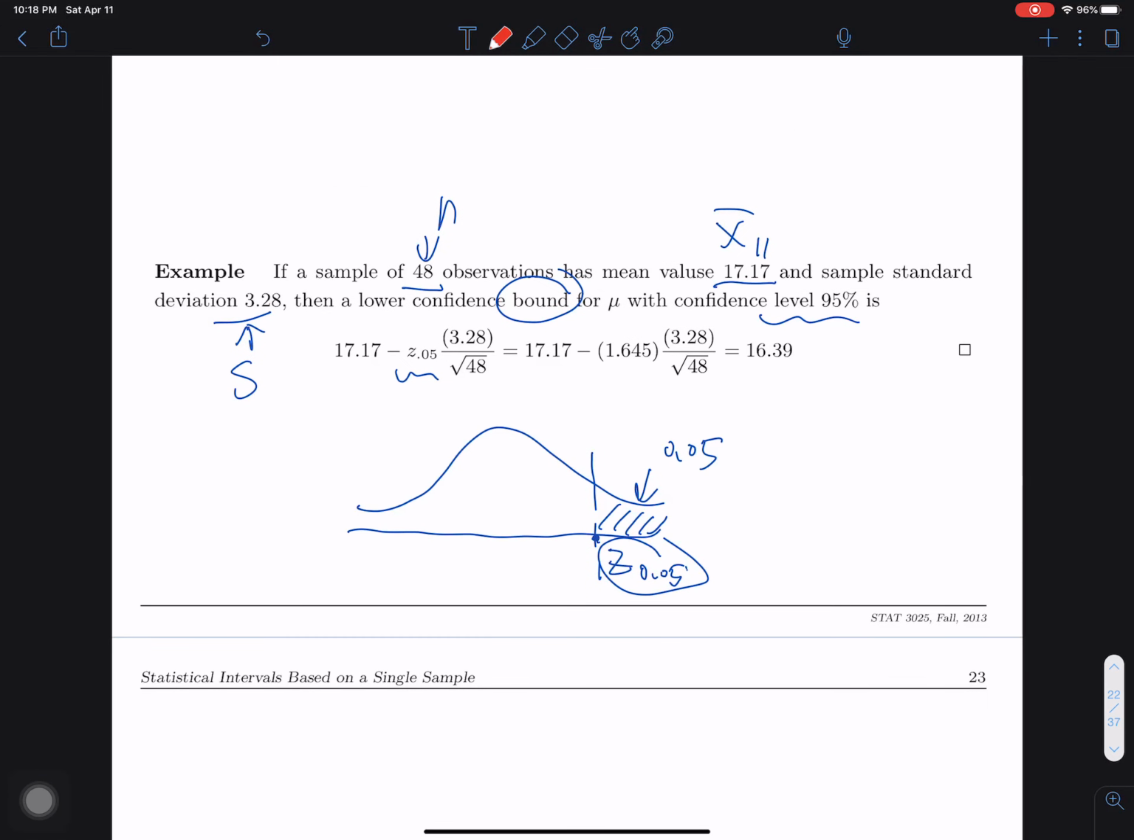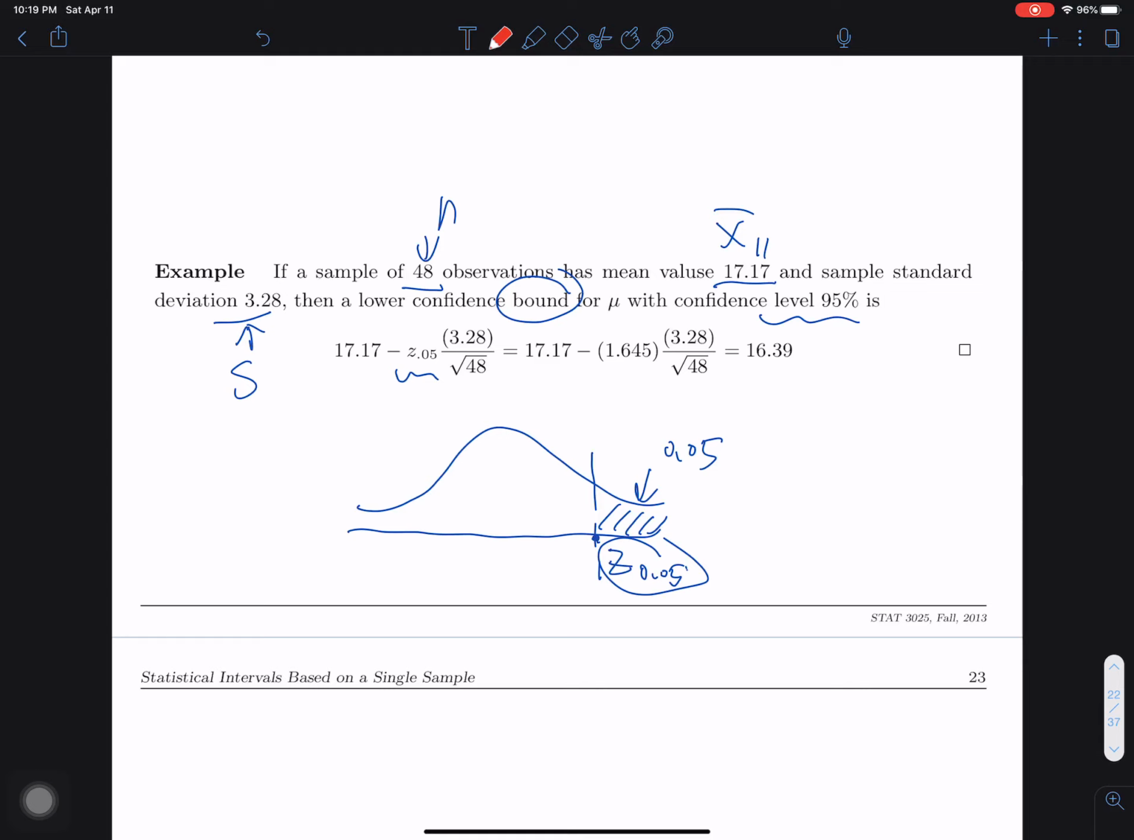Now, if a sample of 48 observations has mean value 17.7 and the sample standard deviation is 3.28, then we know, so this sentence already tells us lots of information. That is to say, n is equal to 48, x bar is equal to 17.7, and s is equal to 3.28. Then by plugging in the numbers, we get a lower confidence bound for it.